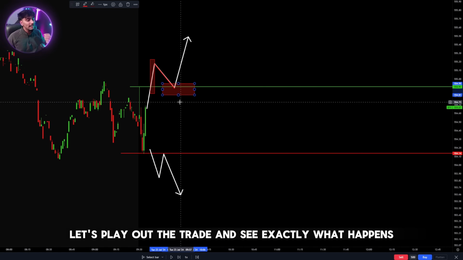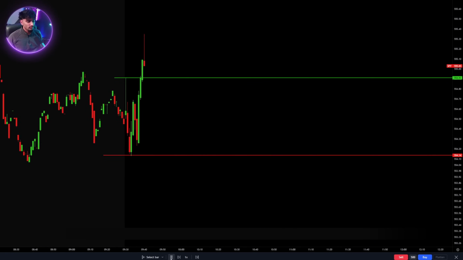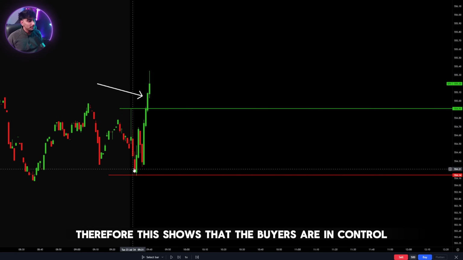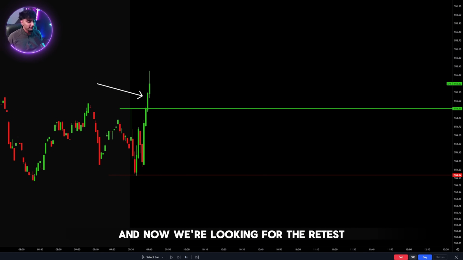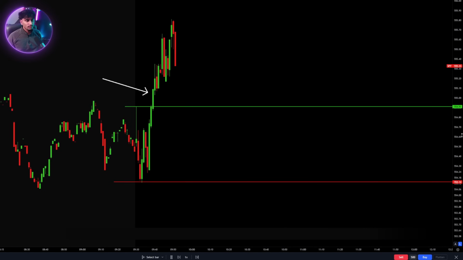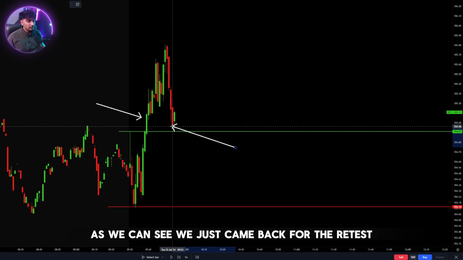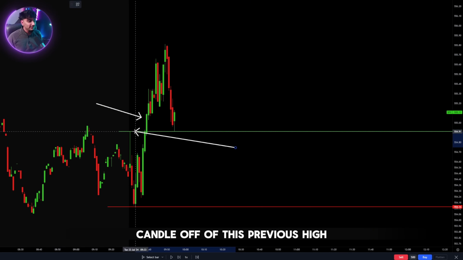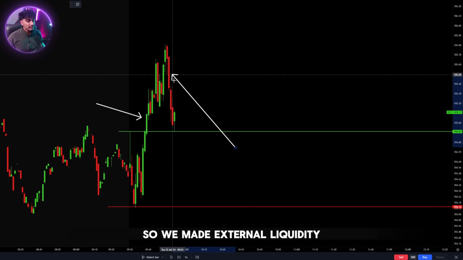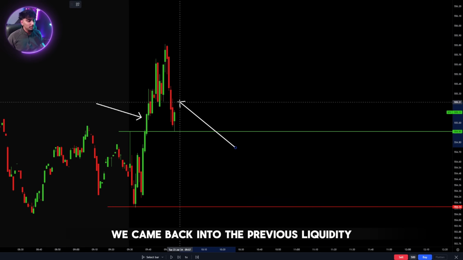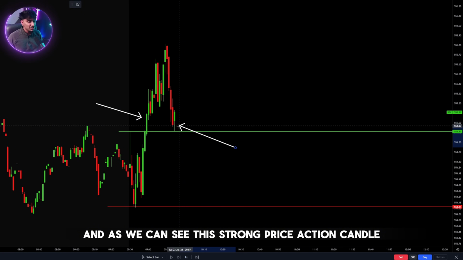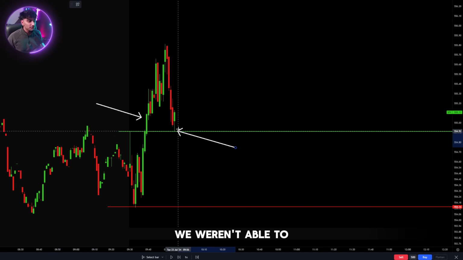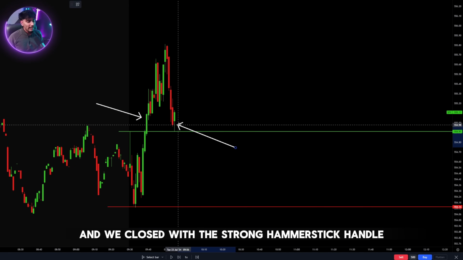So let's play out the trade and see exactly what happens. Here we can see the external break of liquidity. Therefore, this shows that the buyers are in control, and now we're looking for the retest. As we can see, we just came back for the retest, and look at this strong price action candle off of this previous high. So we made external liquidity, we came back into the previous liquidity, and as we can see, this strong price action candle, sellers try to bring it back below this previous high. We weren't able to, and we closed with a strong hammer candle.